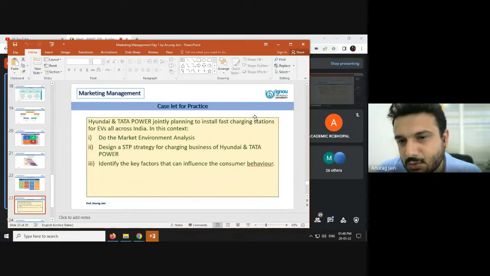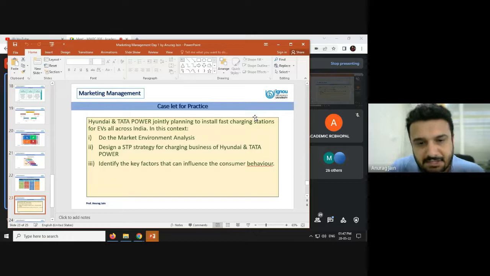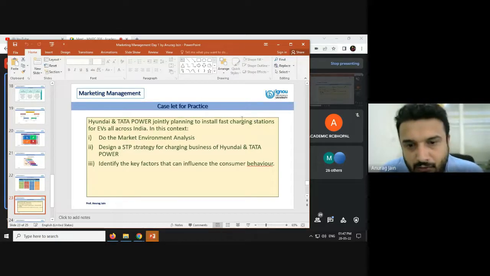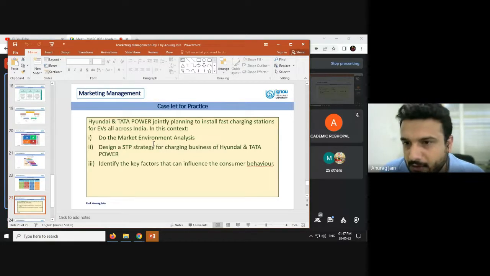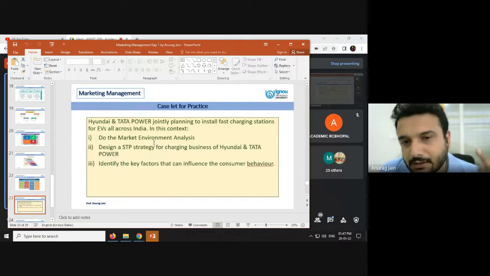So you just do one thing, all those things which we have discussed so far, which is related to market environment analysis, STP strategy, and what are the factors which influence consumer behavior. By keeping those concepts and frameworks in mind, you have to come up with a solution for this case. And there are three very simple questions, and I'm very sure just by investing 15 minutes, you will be able to figure it out. You can do it in a soft copy or a hard copy, it's your choice. It would be better if you do it in a Word file.